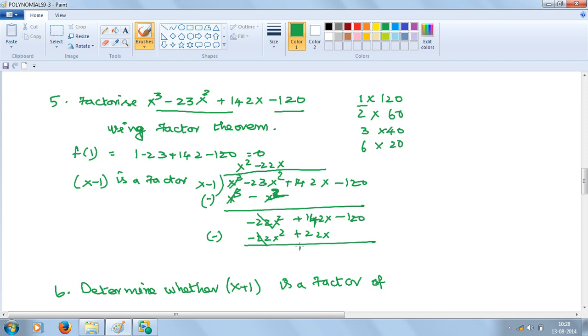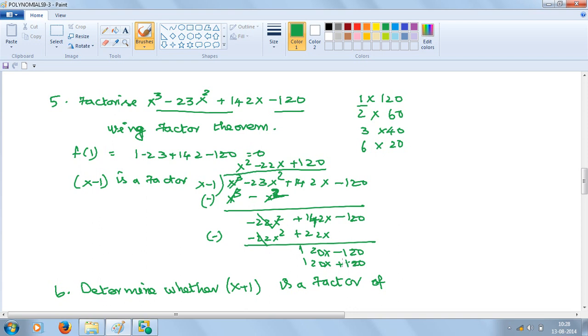So this will become 120x minus 120. Next is 120. This last factor is minus 120. Then we get 120x plus 1... sorry, it's minus. This is plus 120. Sorry, here it's plus 120.